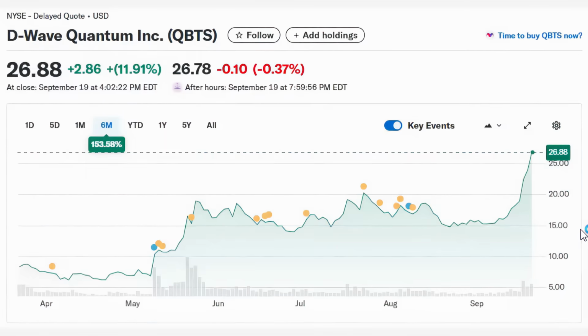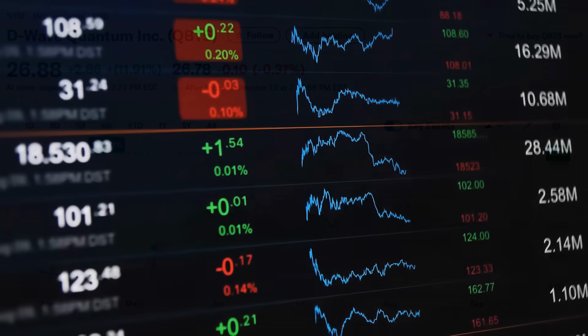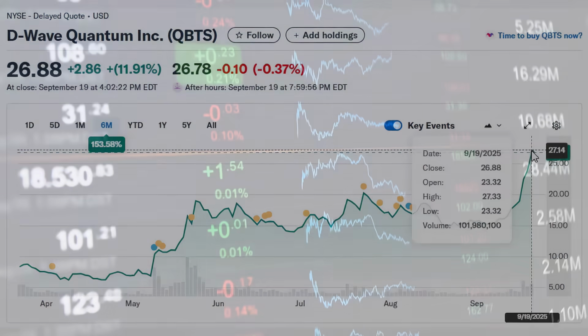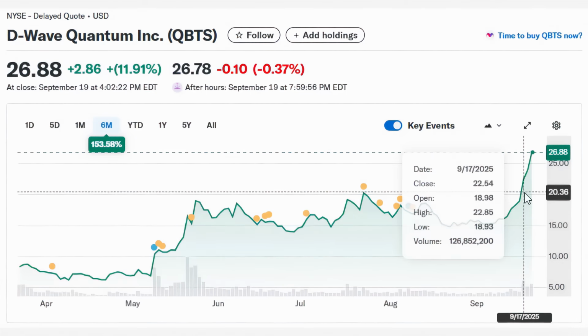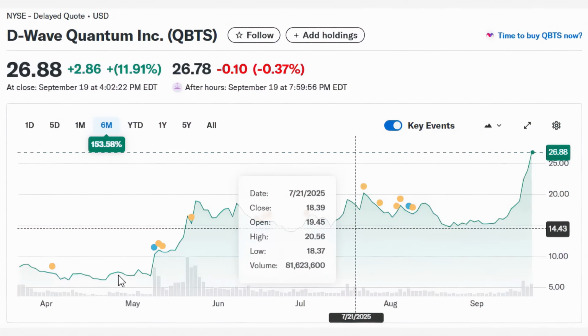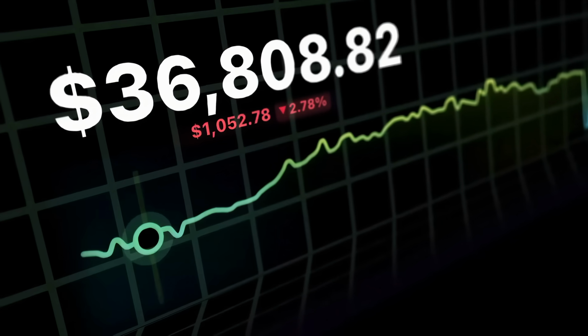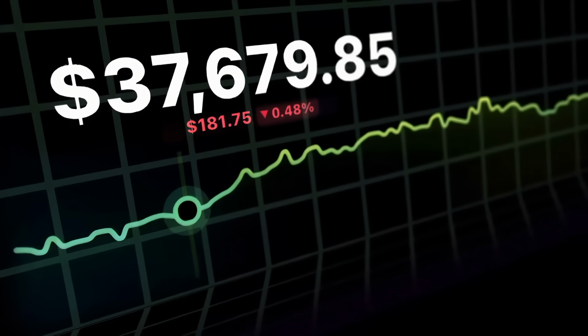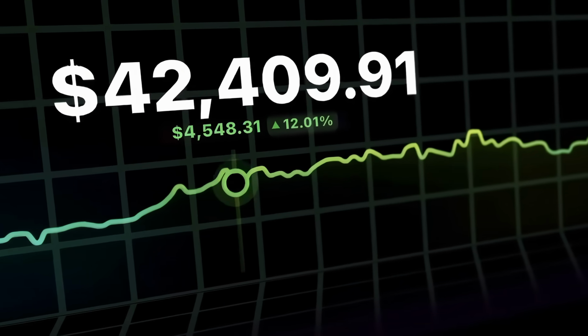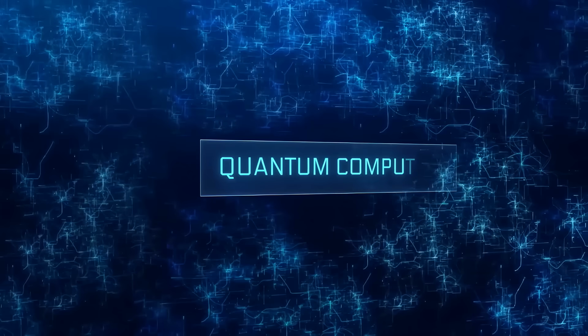Let's start with D-Wave Quantum, ticker QBTS. About 7 months ago, this stock was trading at just $5.56 per share. Fast forward to today, it's sitting at roughly $26.88. That's a gain of more than 380% in under a year, the kind of move that makes people sit up and start paying attention. So, what's been driving this massive surge?